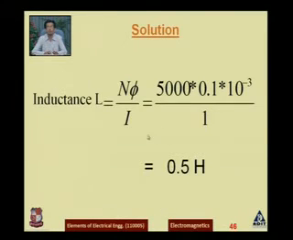So how to find out inductance? Inductance we know already that L is equal to N phi divided by I. What is N? N is the number of turns. The coil has 5000 turns. And how much flux is developed? It is developing 0.1 milliweber. So we have to convert it into Weber. Milliweber into Weber we can convert by multiplying by 10⁻³, and the current value is 1 ampere. So by putting this value we can find out the inductance of the circuit is 0.5 Henry.